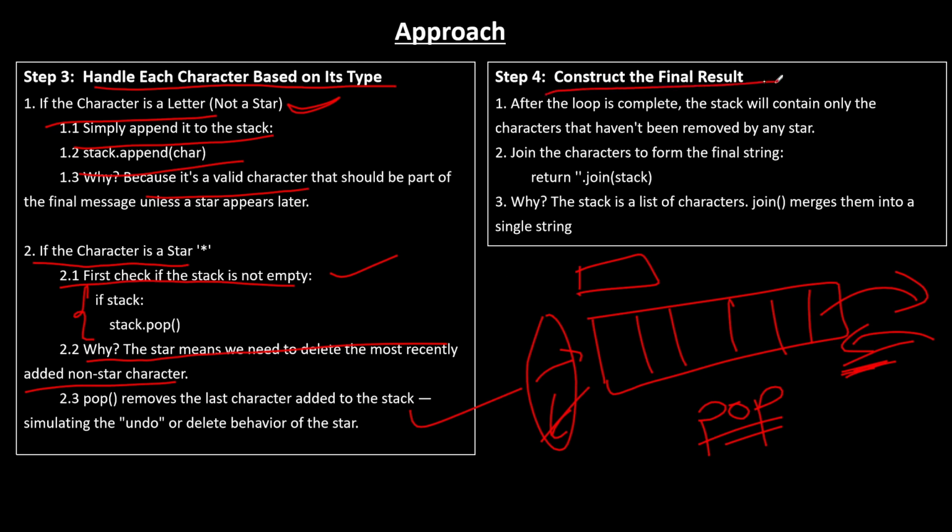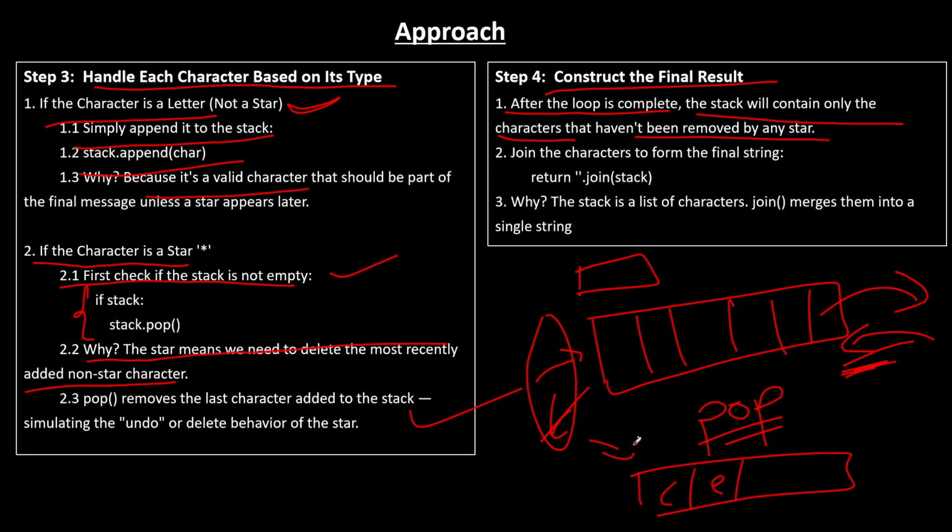Now, finally, after the loop is complete, the stack will contain all the characters that haven't been removed by any star. At the end, the list will contain the characters with no stars. Fine. So this is our output. So we use join.